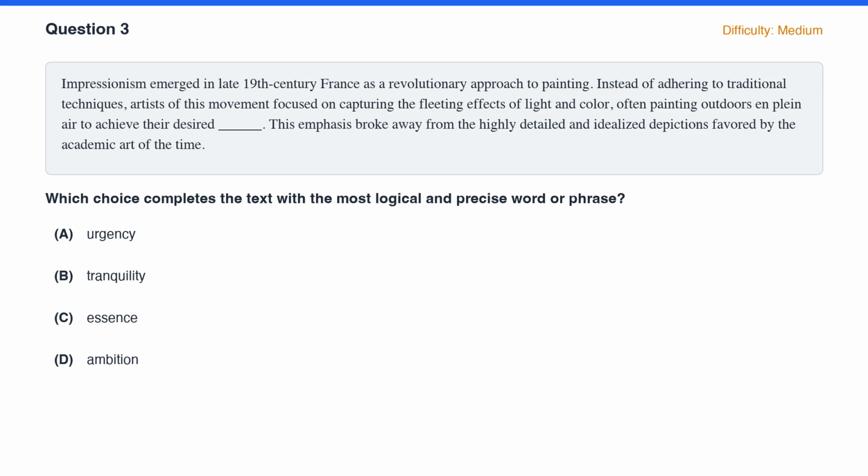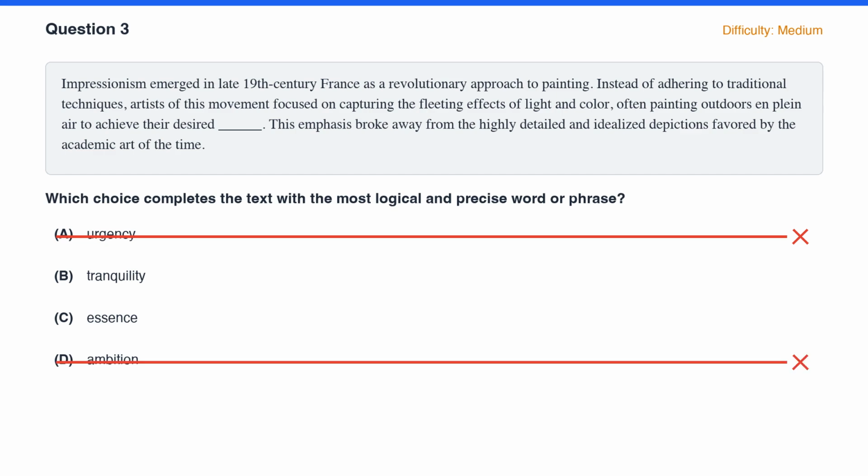Choices. Choice A, urgency. Fleeting doesn't mean urgent. Nothing in the passage signals time pressure. Cross it. Choice D, ambition. Ambition is something a painter has, not something they paint outdoors to capture. Wrong target for achieve. Cross it. Choice B, tranquility. Pause here.